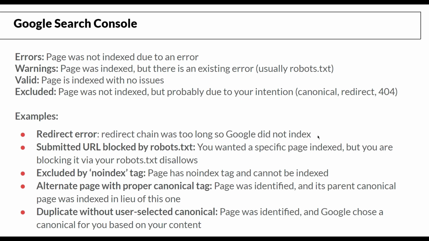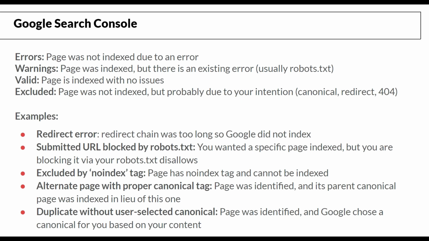So to go in a little bit more detail, errors, again, is just as it sounds. The page was not indexed due to some type of error that the search robot came across. Warnings means the page was indexed, but there is an existing error that they want you to know about. Typically speaking, this is usually an issue with your Robots.txt file. Valid pages are exactly that. The page was valid and it was indexed with no issues. And excluded means the page was not indexed, but it was probably due to our intention. So our canonical pages, our redirects, our 404 pages, or pages that Google has discovered but haven't gotten around to indexing yet.